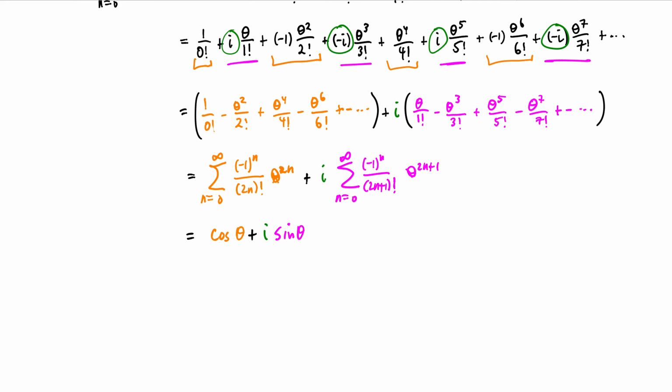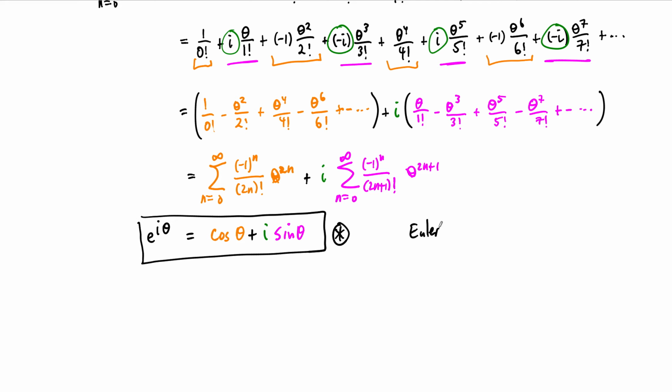All right, and remember where this all came from. This was e to the i theta, right? And so what we've just done is used power series to prove this formula, which is called Euler's formula. All right, this is called Euler's formula. This is a beautiful result. It relates e to the i theta, the exponential of a complex number, purely imaginary in this case, with sines and cosines, okay? Sines and cosines.